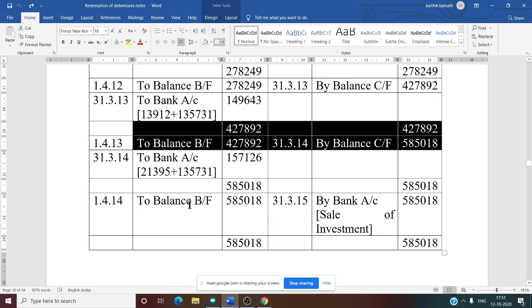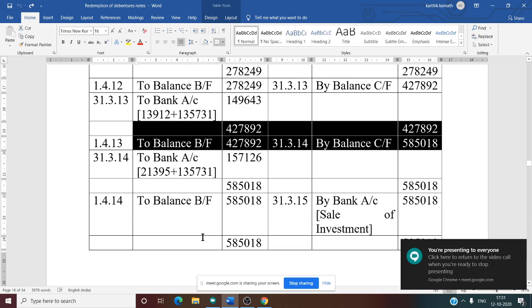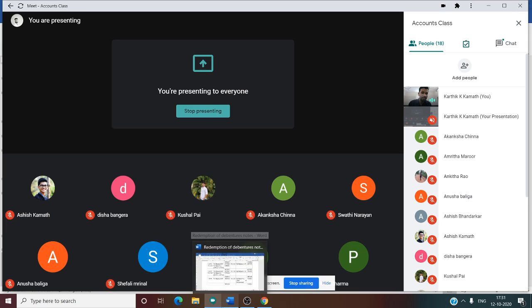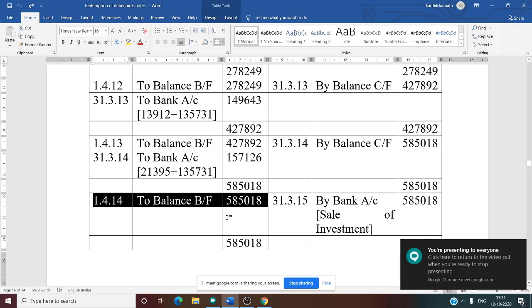Now the fifth year in the DRFI account is very important. See this, in the fifth year there is no interest written in the DRFI account. Why? We have discussed that at the end of the fifth year, investments are sold. That is why in the DRFI account there is no interest for the last year.